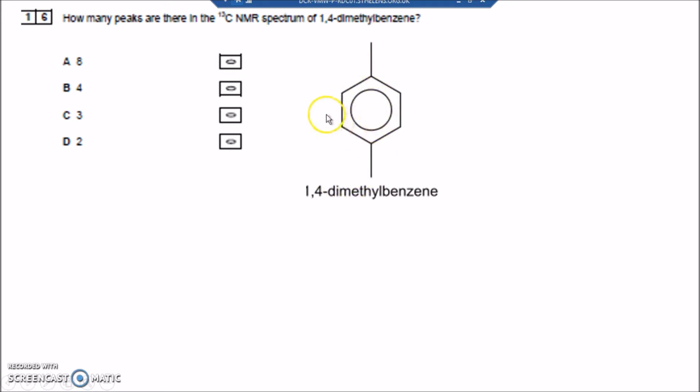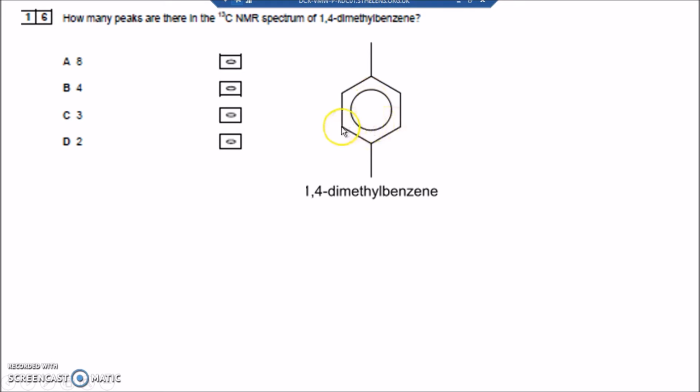So the thing is, it's completely symmetrical, so in terms of equivalent carbons, the carbon in the methyl group here and the carbon in the methyl group here are in the same environment. So that's 1. These 2 on the corner are 2.